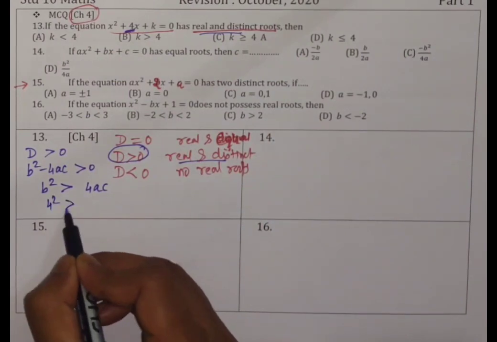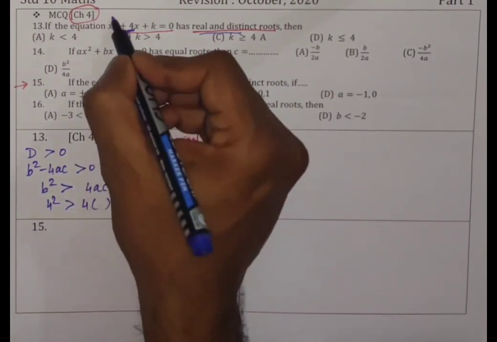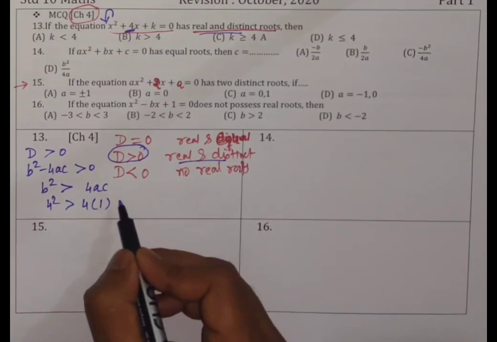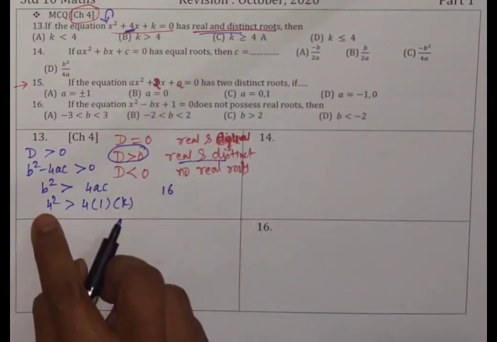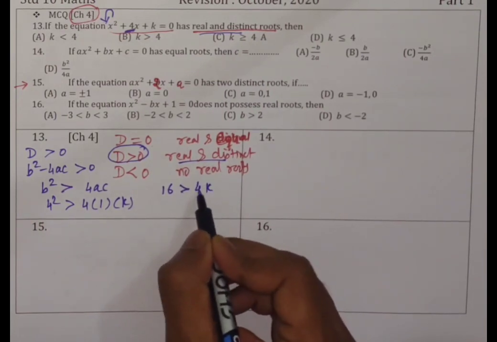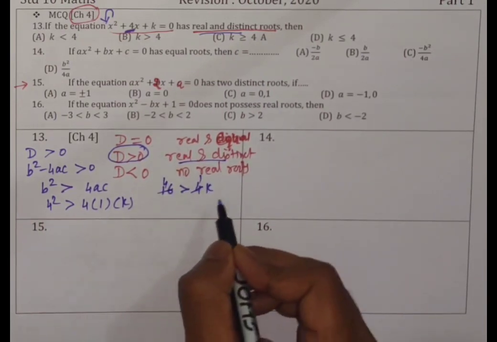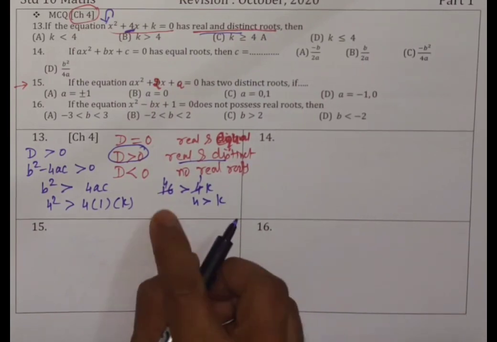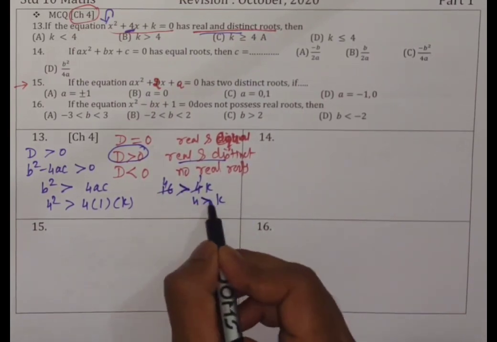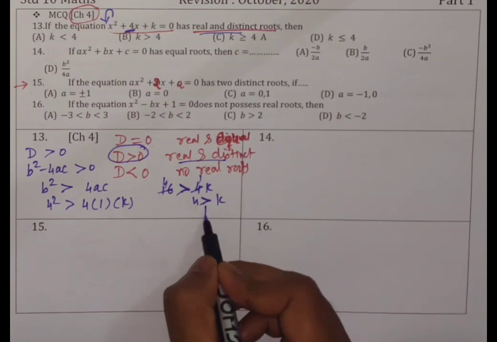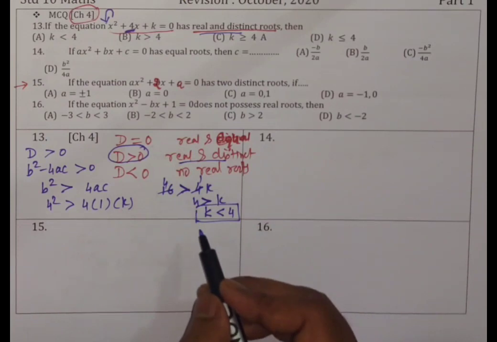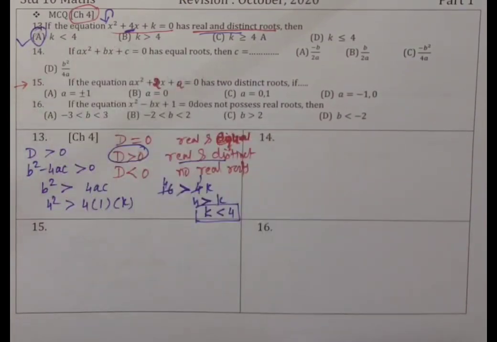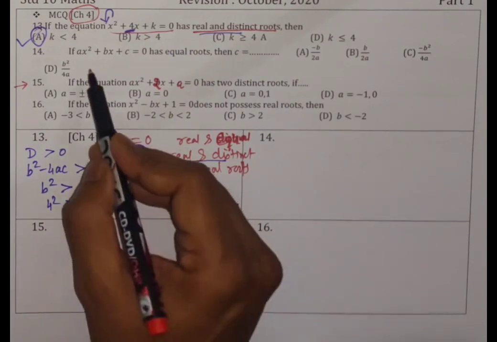4. So 4 square greater than 4 into what is a? 1. There is nothing written, so 1 into what is c? K. So 16. 4 square is 16 is greater than 4k. 4 ones are 4, so 4 is greater than k. If you write it the other way, k is less than 4. And that is the answer. K is less than 4. Correct, children?